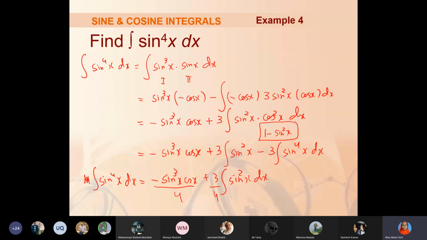Such type of integration, in which we apply integration by parts and reduce the power 4 to the integration of power 2, is called a reduction formula, since the power of the function in the integral has been reduced. Have you ever heard about reduction formulas? No, ma'am.